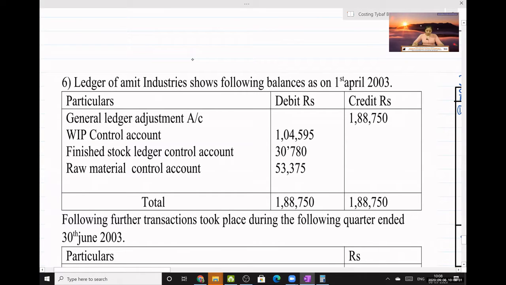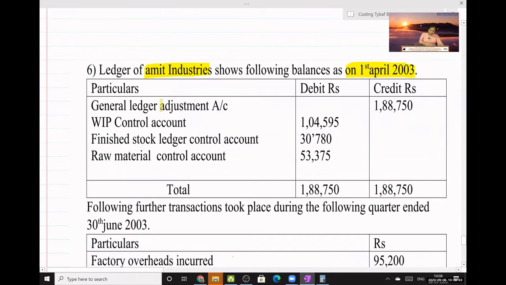Okay, so let us come to this. Ledger of Amit Industries shows the following balances as on 1st April 2003. So this is the opening trial balance. General ledger adjustment account is given, so it's a non-integral sum. WIP, FG, SLC, and the raw material ledger are also given.